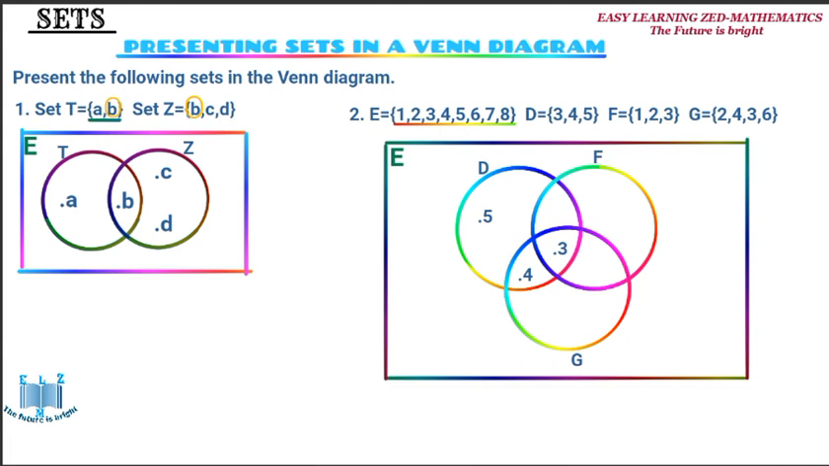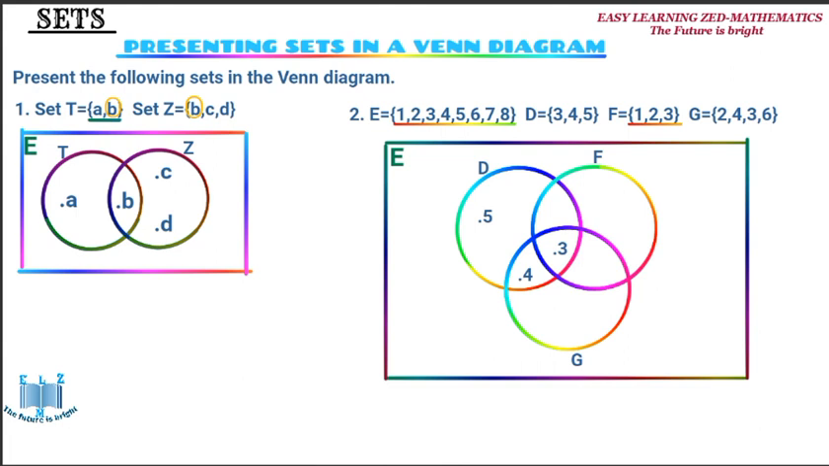Now let's go to set F. Let's start with 1. Is 1 found in, I'm looking at set F, the one I've underlined. Is 1 found in other sets? We say no. 1 is not found in D as well as in G. So I'm going to write 1 here in the F circle.